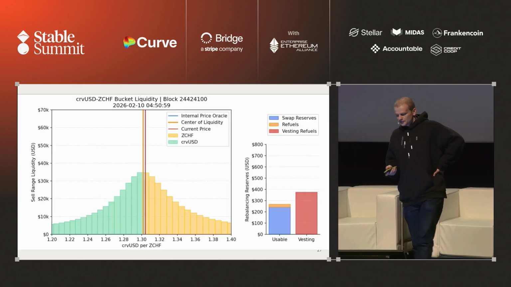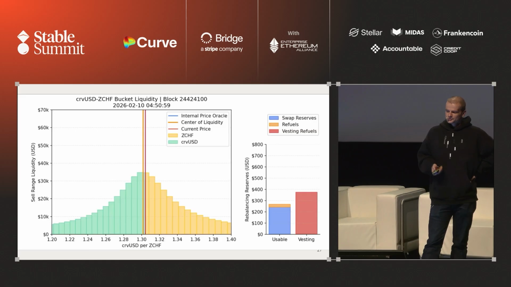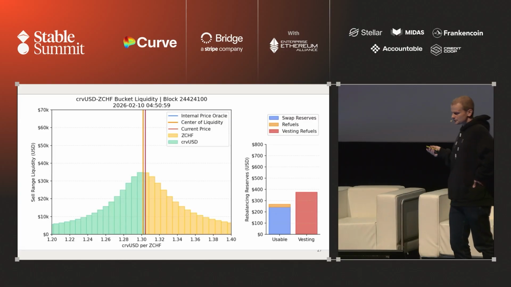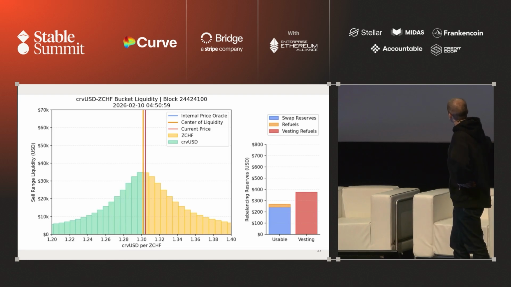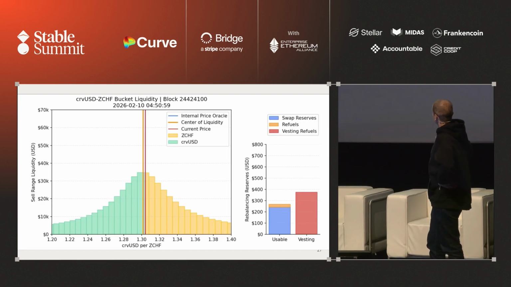And now I will show you the live example of the Swiss franc pool, the Frankencoin, on Curve. Here we can see that the fair price is around 1.3. The red line is the external true price of the Forex market. And we can see the liquidity concentration in the 0.5% bins. That means that, for example, at this image, if you swap $40,000, you move the price 0.5%. So this is exactly this liquidity concentration you can see here.